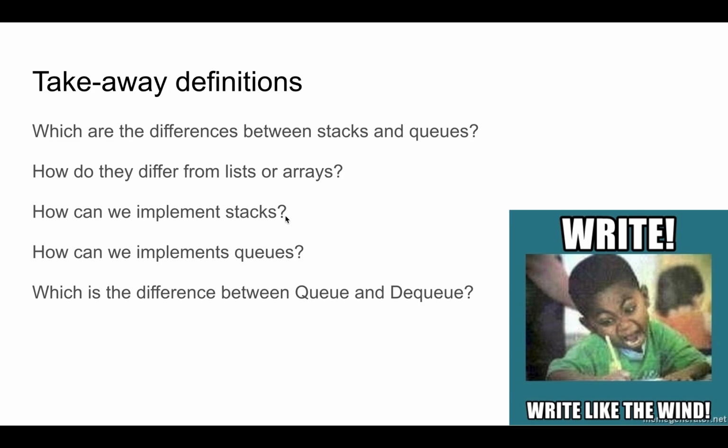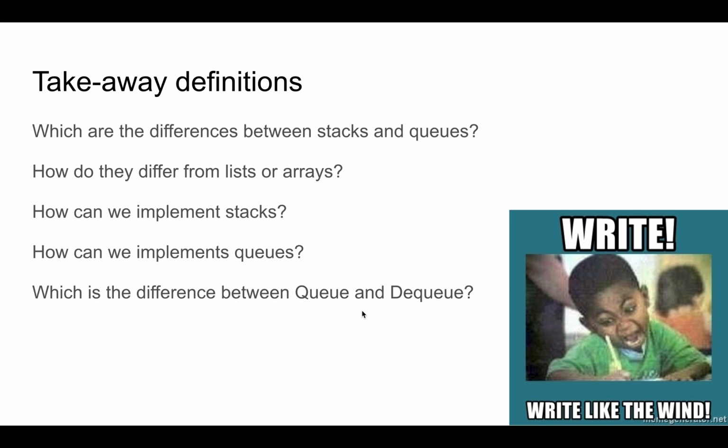How can we implement stacks? We said that we can implement stacks using lists and functions such as pop and append. How can we implement queues? There are 3 ways, we said. So using built-in modules with deque and queue, or you can use lists with functions such as append and pop, but using the first index.